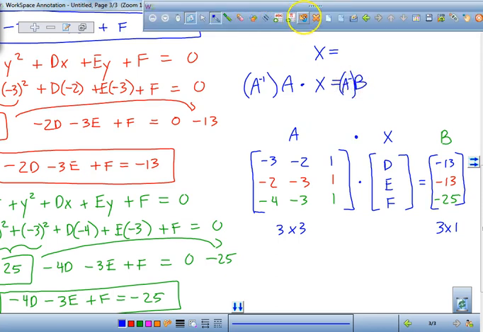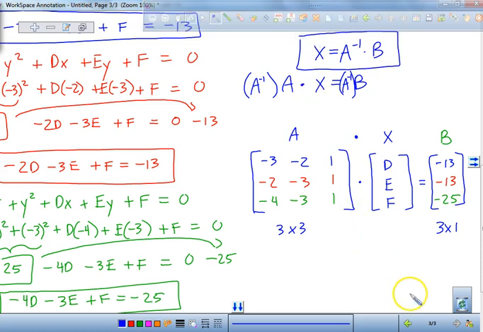I had a hard time putting a negative 1 in there. Put a 1, and then I'll put a minus. There we go. So matrix X is going to be the inverse of A times B. This is probably the fastest way to solve 3 variable equations. The inverse of matrix A times B will always give you your answers, which in this particular case is D, E, and F. Those are our 3 variables that we're solving for.